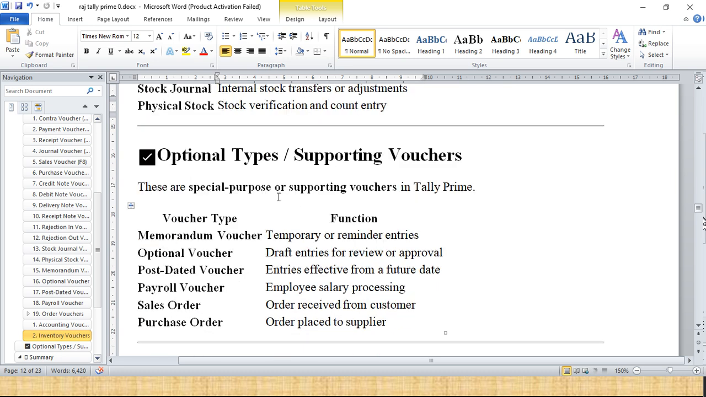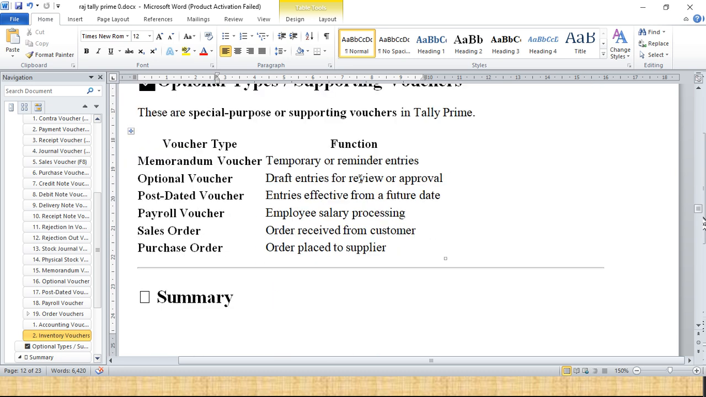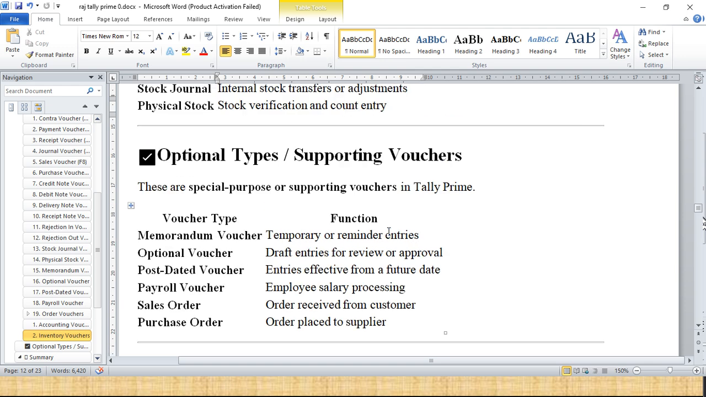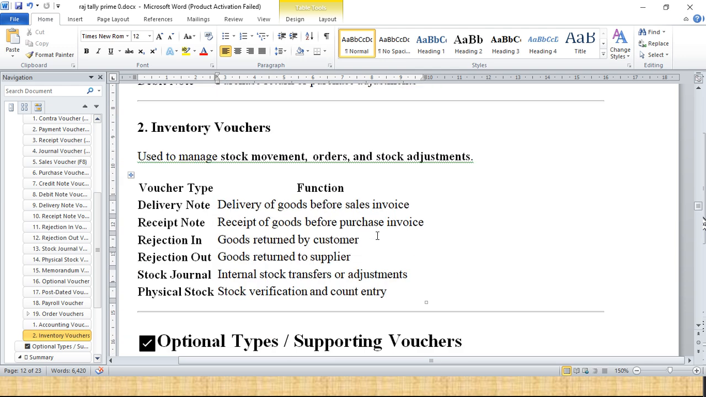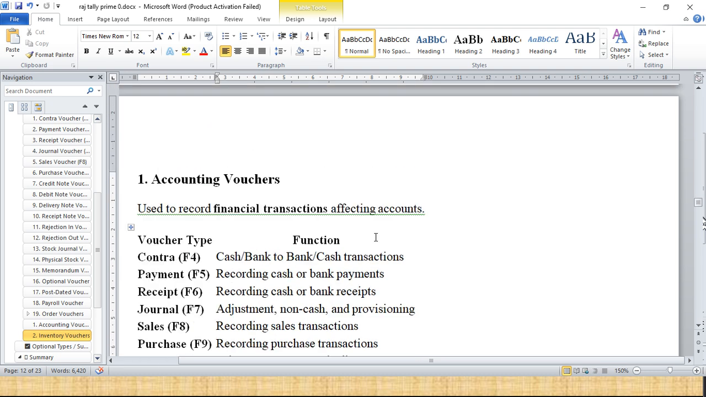Optional types for supporting vouchers. Memorandum voucher, temporary or reminder entries. Optional voucher, draft entries for review or approval. Post-dated voucher, entries effective from a future date. Payroll voucher, employees' salary processing. Sales order, order received from customer. Purchase order, order placed to supplier. These are the main vouchers available in Tally Prime.